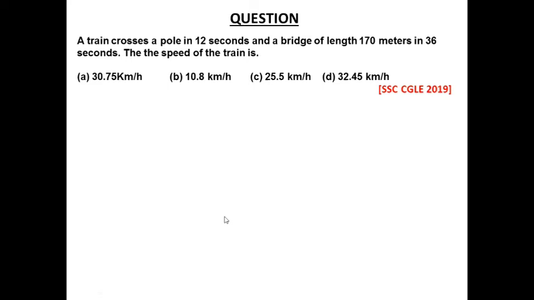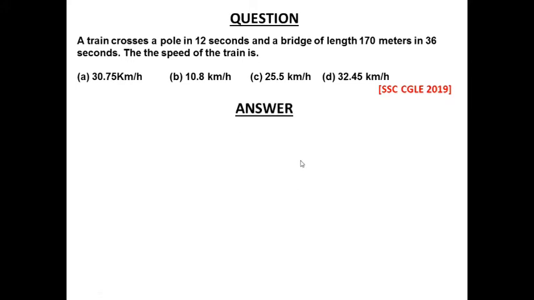So understand very clearly, the point here is when a train crosses a point object. When I say a point object, it can be a pole, it can be a man standing on the platform, etc. So when a train crosses a pole or a point object, the length of the train is equal to the distance covered. Whereas when the train crosses a bridge or a platform, then the total distance covered will be equal to the length of the train plus the length of that bridge. Having this concept in mind, let us answer this question, students.